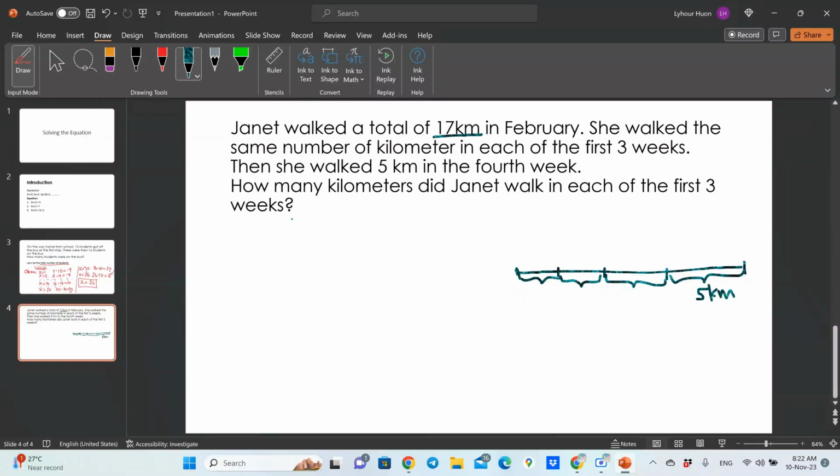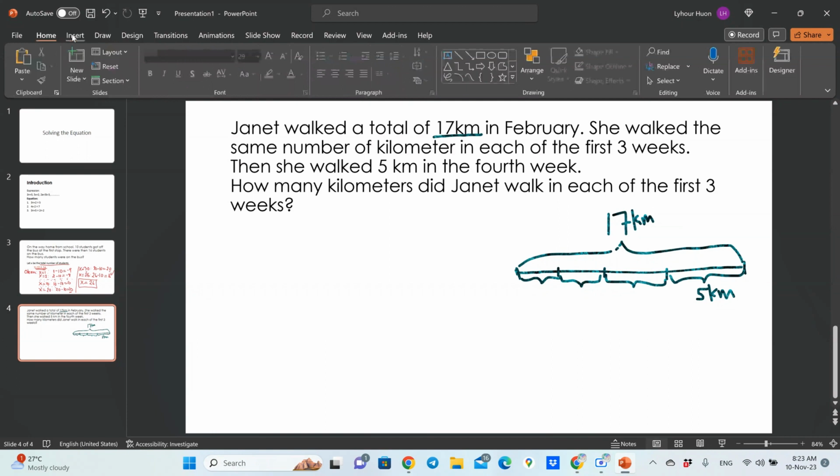So how many kilometers did Janet walk in each of the first 3 weeks? Can you guess? Not just guess, like, how do we know? The total number that she walked in February is 17 kilometers. The first 3 weeks she walked the same number of kilometers, and the fourth week she walked 5 kilometers. How can we solve this?